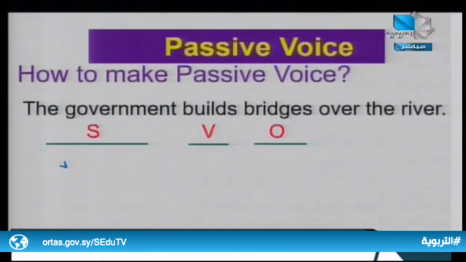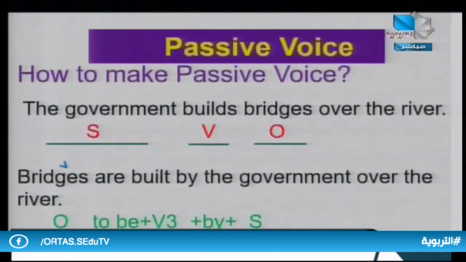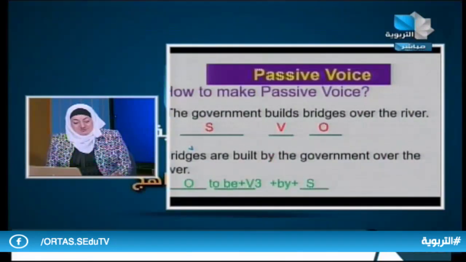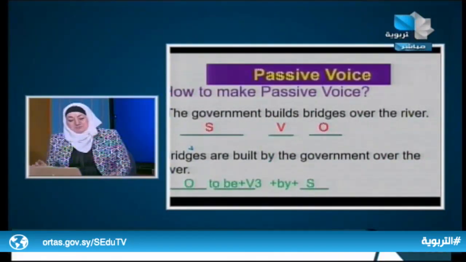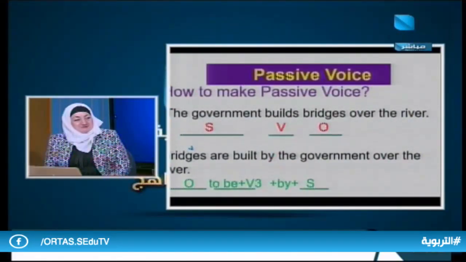We move the object to the beginning of the sentence. We say bridges. If we want to form the passive, we have to use a form of verb to be. Here we use are because our sentence is in the present, and bridges is a plural, so it should be are, and verb 3. If the subject is very important, like here the government, it's a noun, and it is important to say by the government, so we add the subject after the preposition by, because it is important, and the rest. Good. So okay, Ms. Hannah.